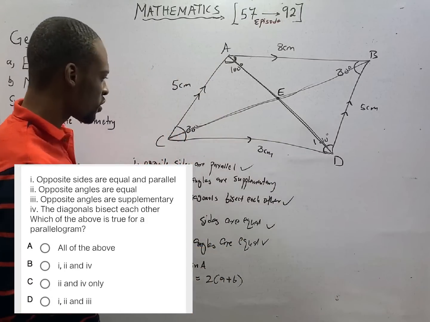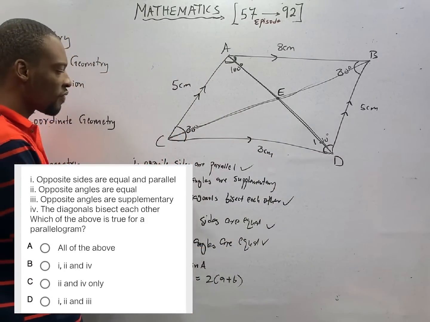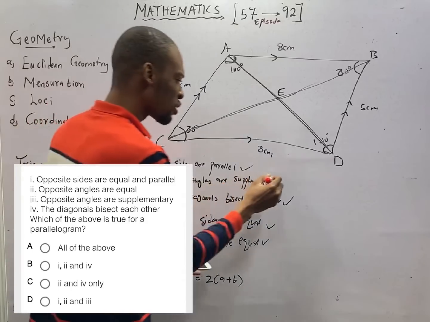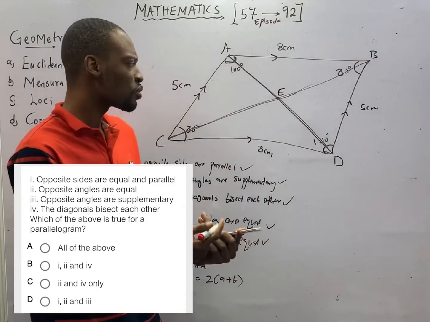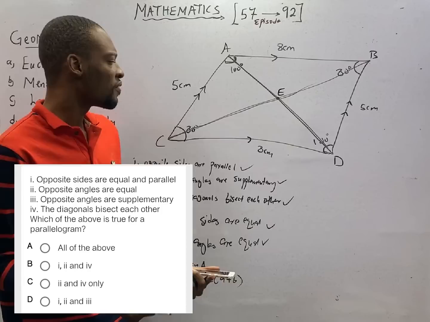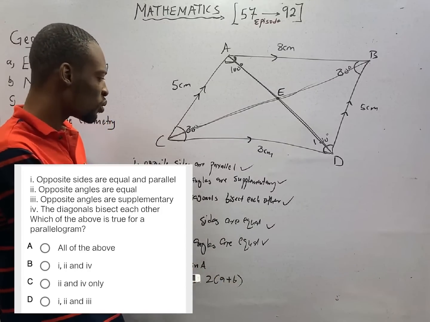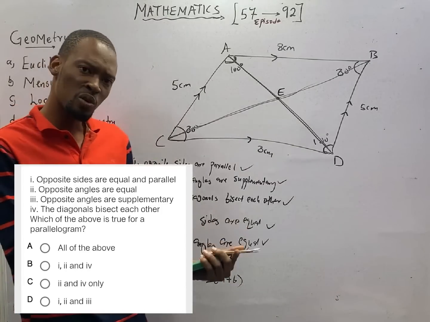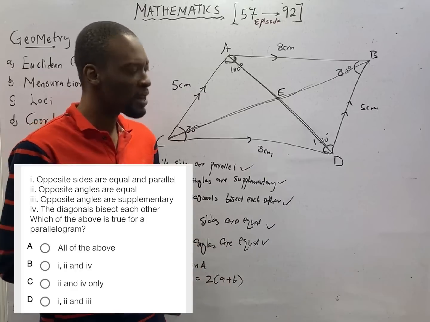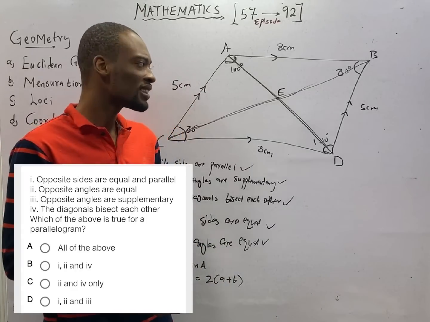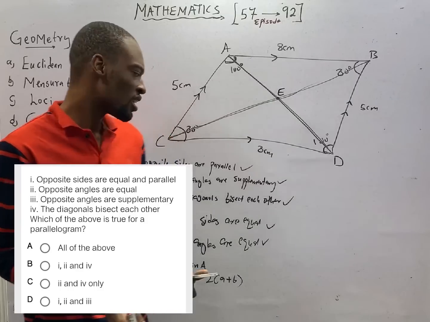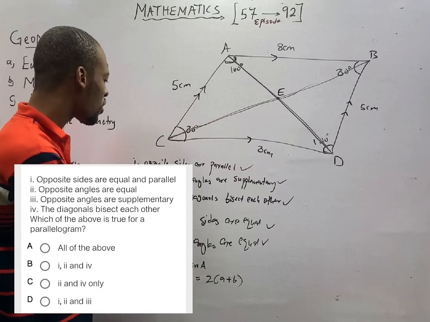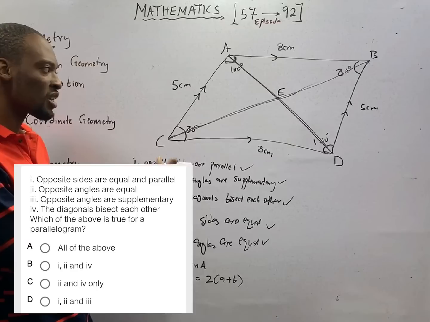And something else you should know is that the consecutive angles are supplementary. Supplementary means they add up to 180 degrees, not opposite angles. The opposite angles of a parallelogram are not supplementary. They don't add up to 180 degrees. It is the consecutive or adjacent angles that are supplementary.